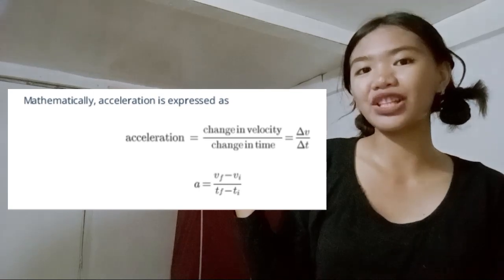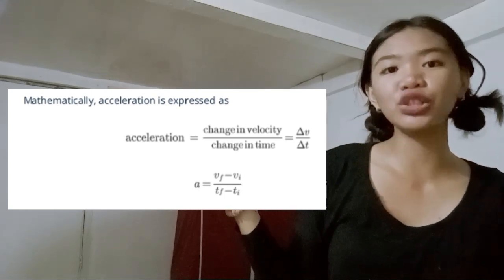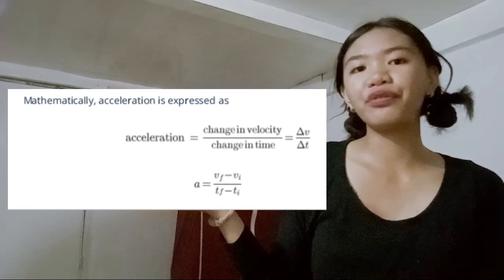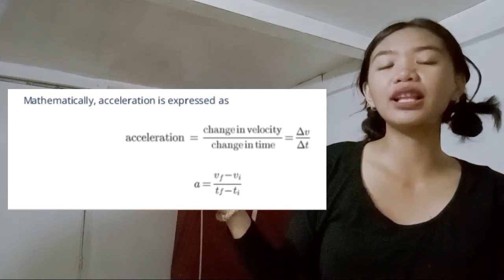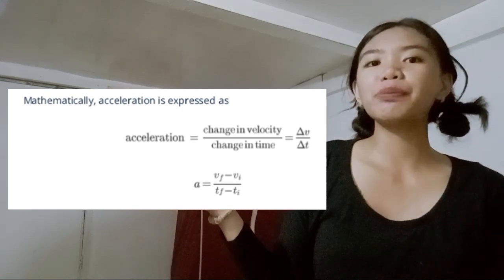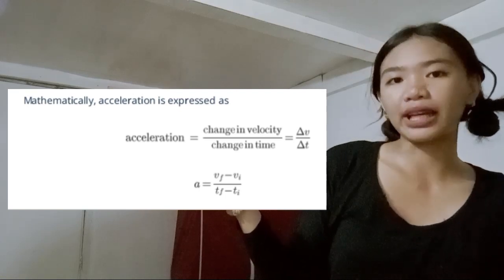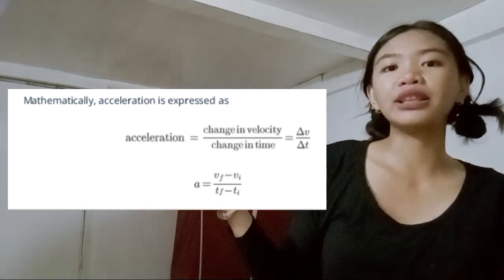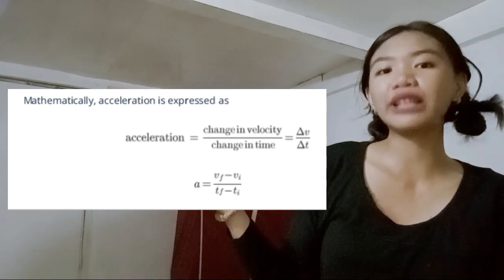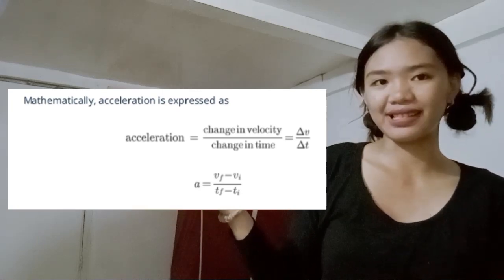Mathematically, acceleration is expressed as a = (v_f - v_i) / (t_f - t_i), where a is acceleration in meters per second squared, v_f and v_i are the final and initial velocities, respectively, in meters per second, and t_f and t_i are the final and initial time, respectively, in seconds.